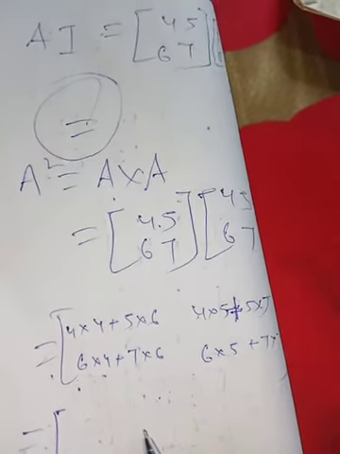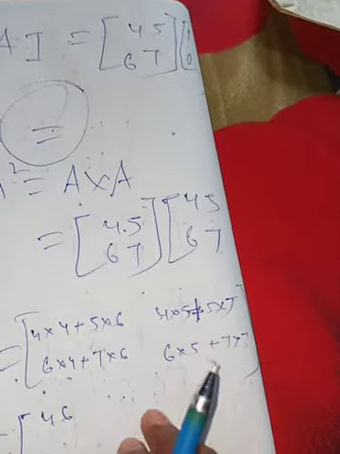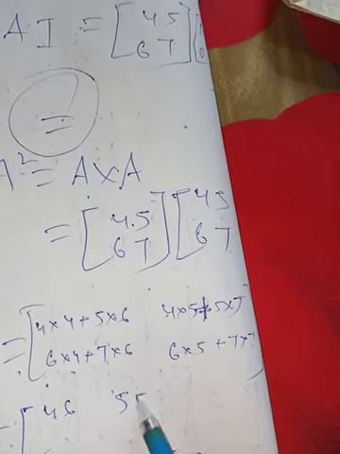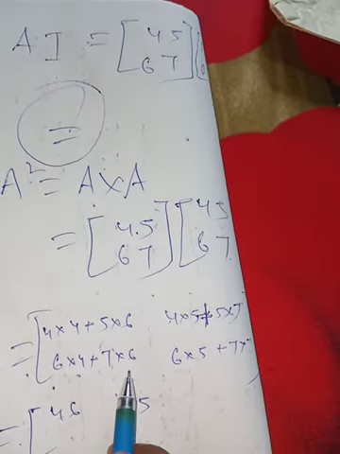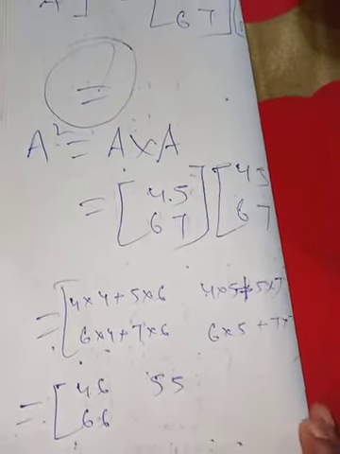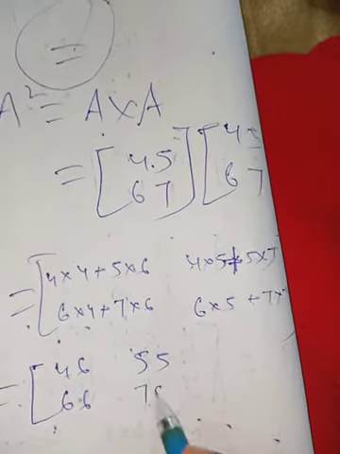So 16 plus 30 becomes 46. 20 plus 35 becomes 55. 24 plus 42 becomes 66. 30 plus 49 becomes 79. So A square means I got that.